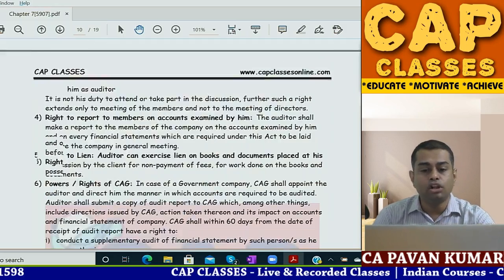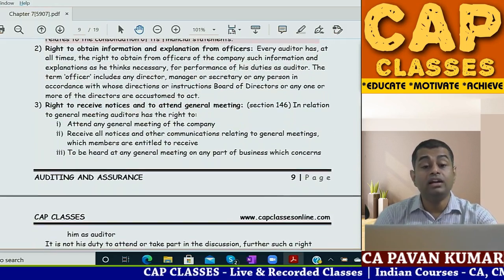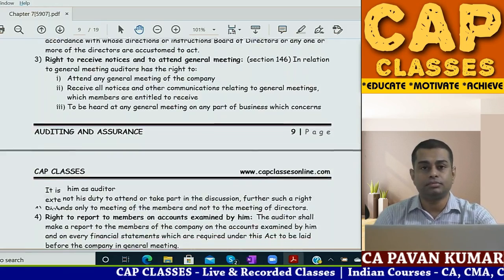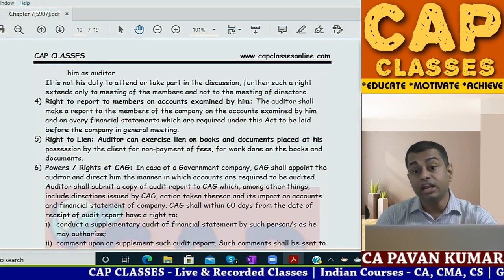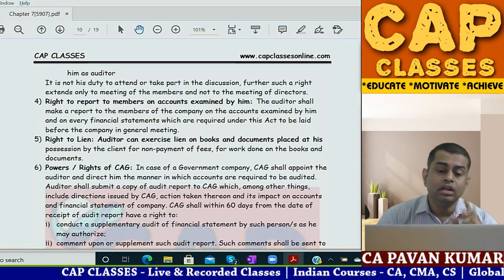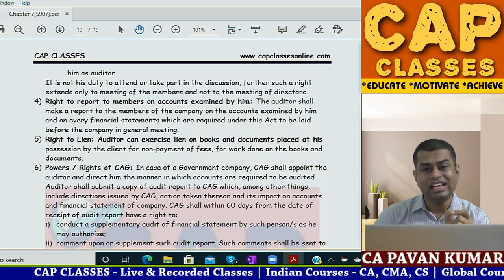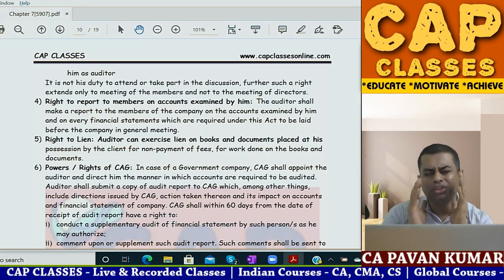Then you can add one more also. The right to visit any of the branches. Auditor has a right to visit any of the branches. Then this, exercising lien is there, no? There are so many conditions.